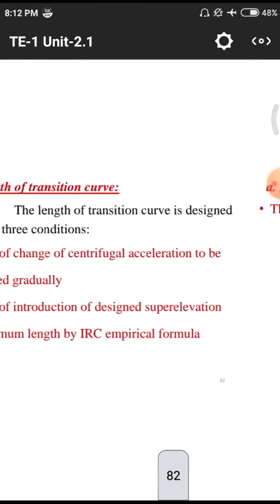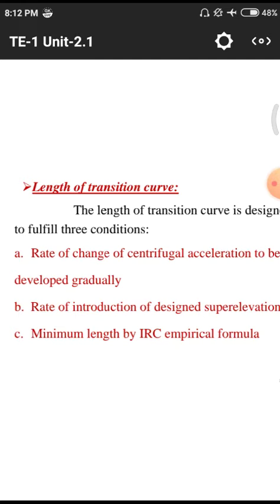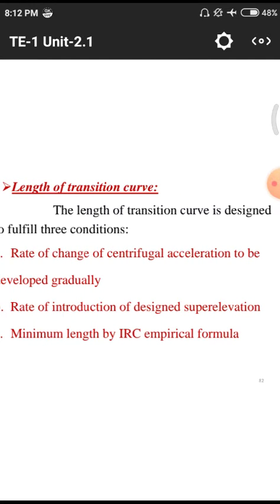Okay, these are the objectives. Next one is the length of the transition curve. That means here we are having a particular radius, and that radius will be taken in as the length of the transition curve. In previous classes we already discussed different kinds of transition curves.